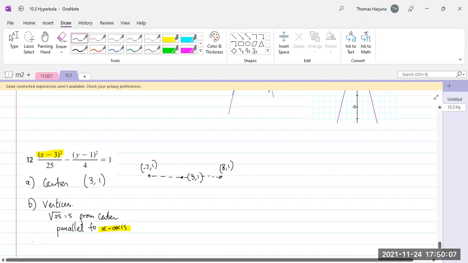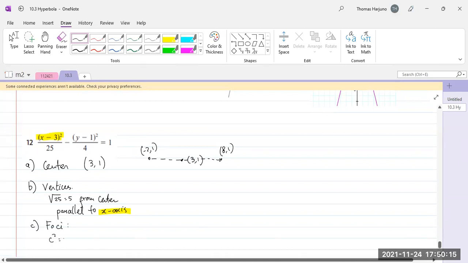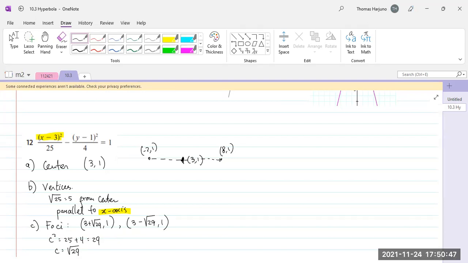Okay, and how about the foci? c squared equals 25 plus 4, that's 29. So c will be square root of 29. Now the foci will be square root of 29 from the center. That will be 3 plus square root of 29 comma 1, and 3 minus square root of 29 comma 1. Just leave it like that. You only need the decimal when you actually sketch them.